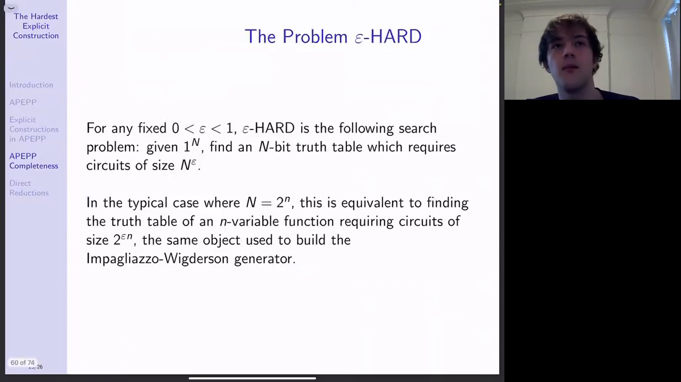To define the construction problem we care about explicitly, we're given 1 to the n, and we want to find a length n truth table that requires circuits of size n to the epsilon. We're going to call that problem epsilon-hard, where we fix epsilon to be some arbitrary constant between 0 and 1.